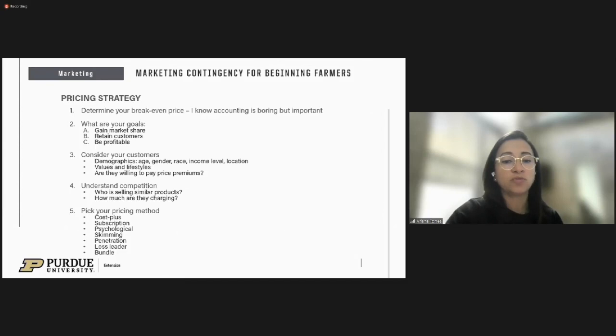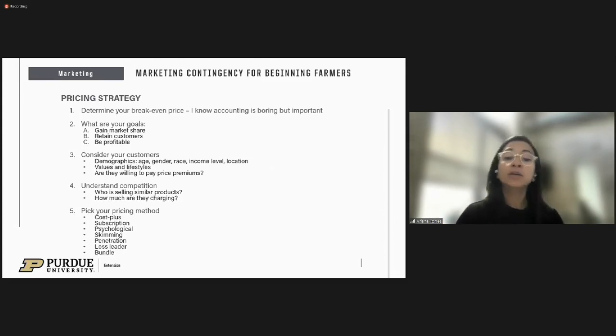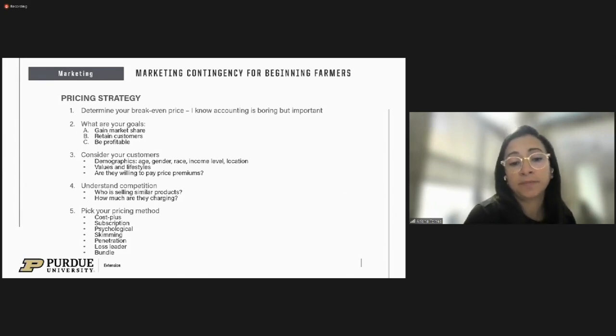So for example, if you have customers that are Gen Z, the youngest individuals that are making purchases for the market, they may not have well-established jobs, so prices may not be as high versus baby boomers, who are people that are retired. They have more disposable income. What are their values, lifestyle? We know that also people that live in urban areas tend to pay more for anything versus rural, and suburban is actually a lot higher. And are they willing to pay a price premium?